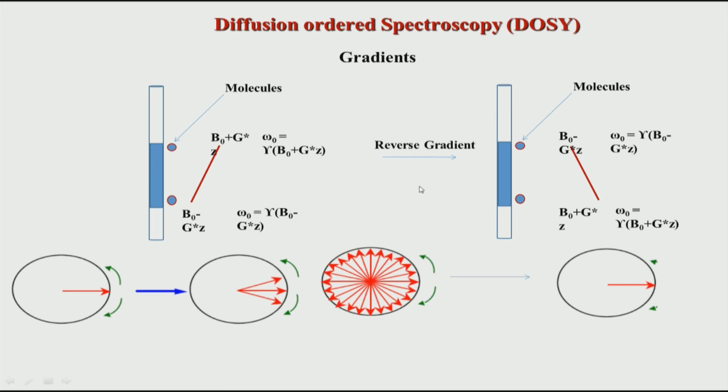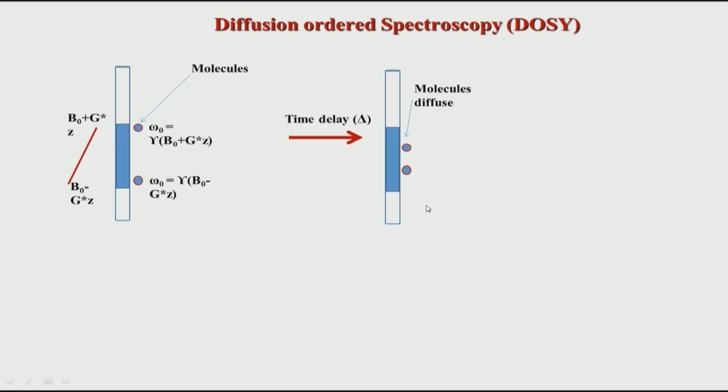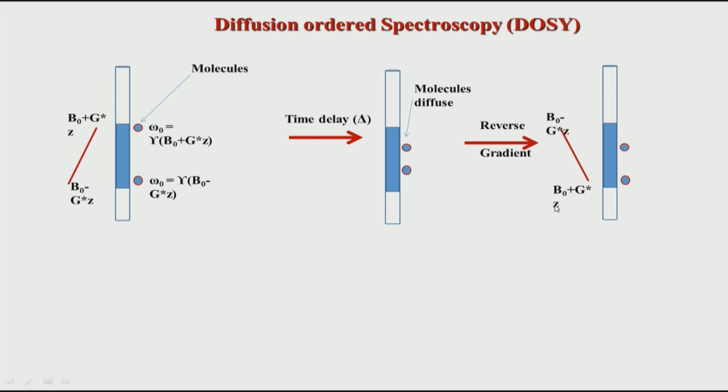So, therefore, this gradient should be applied immediately after the first gradient, but in DOSY we give a delay, and because of this delay the molecules move and are not located in the same locations. So, they do not completely rephase back, and this is exactly what we want. We do not want it to be rephased completely, because if everything is back to the original position, that is not useful for us. What we want is some amount of dephasing because of diffusion, and that will give information on the diffusion process.